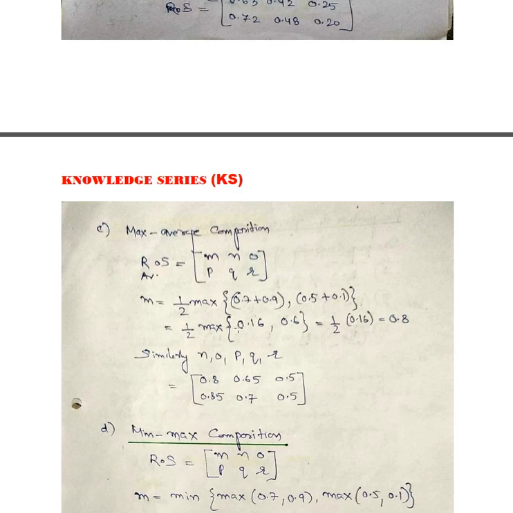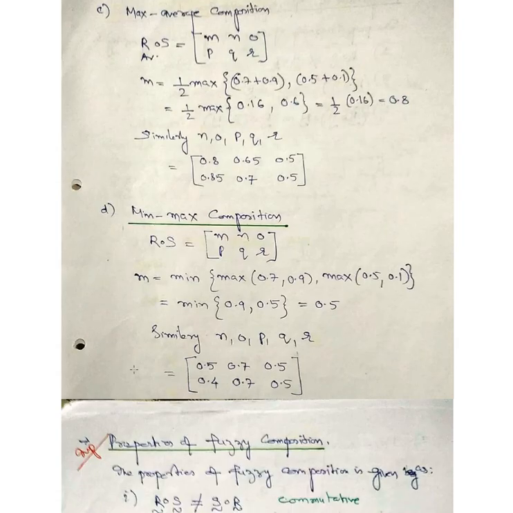That is known as maximum average. Minimum-maximum composition is the reverse of maximum-minimum composition. That means you do the maximum first inside, and externally you do the minimum. That is known as a maximum-minimum composition.